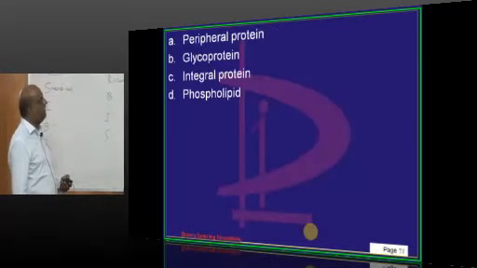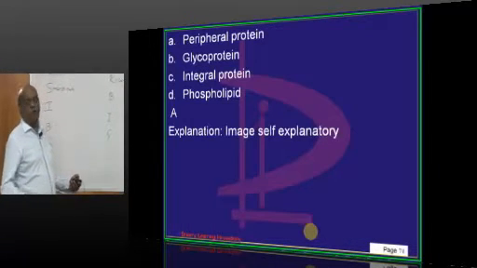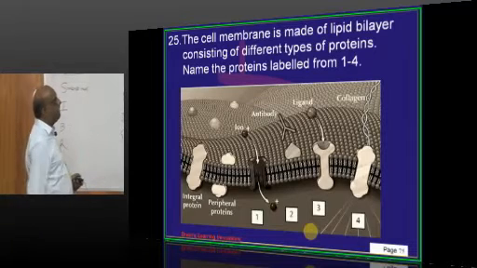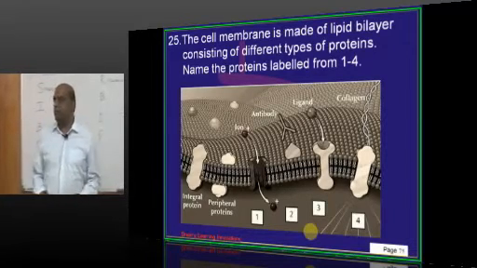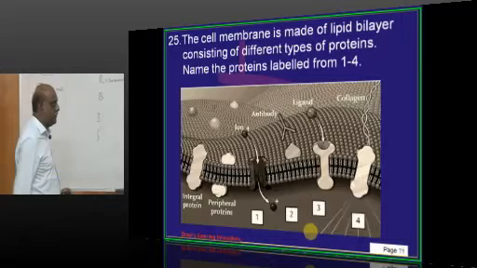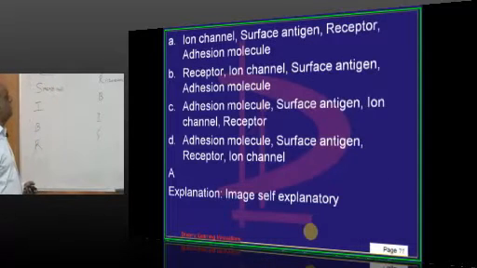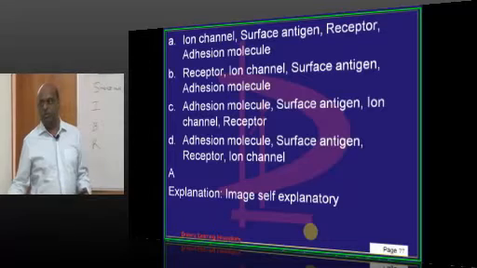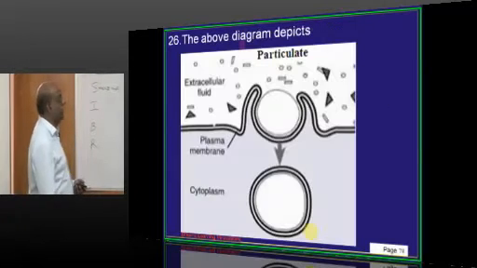So the labeled part D, in this, what does it depict? It depicts peripheral protein. So the cell membrane is made up of a lipid bilayer with a lot of proteins. You have 1, 2, 3, 4 different proteins. So what is the order in which they are there? Ion channel, surface antigen, receptor, adhesion molecule. They are the typical components.